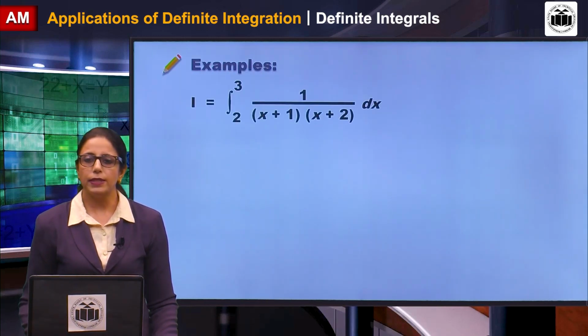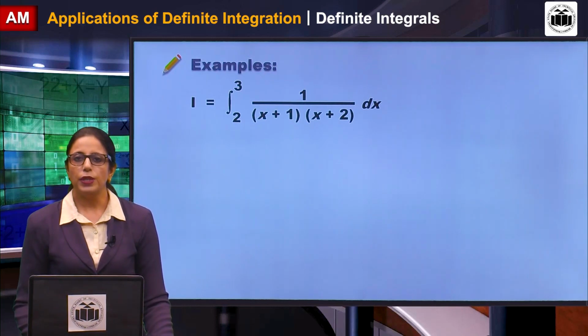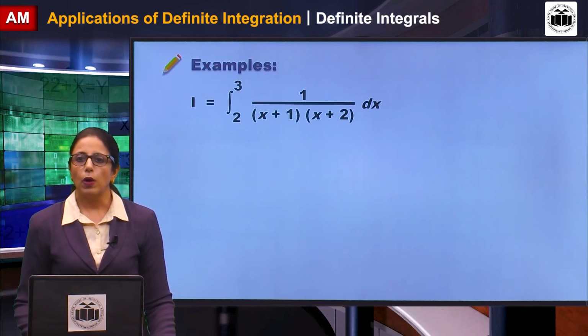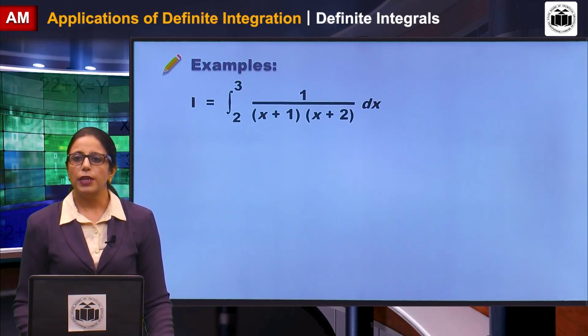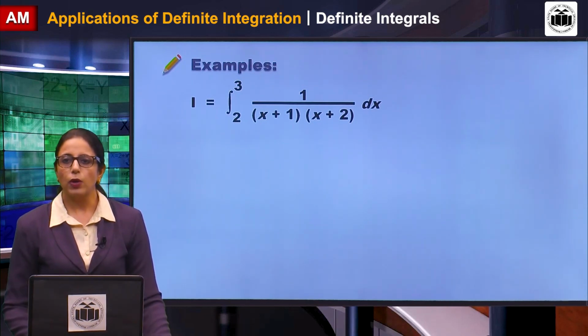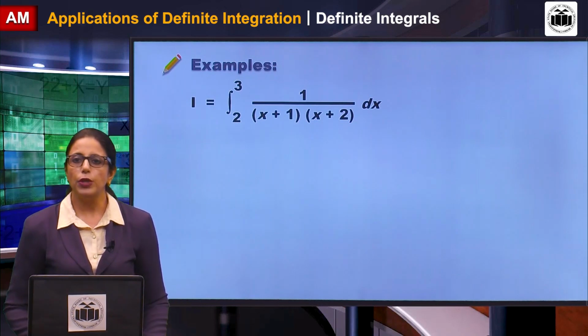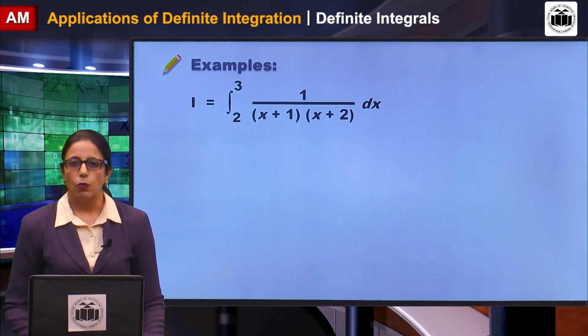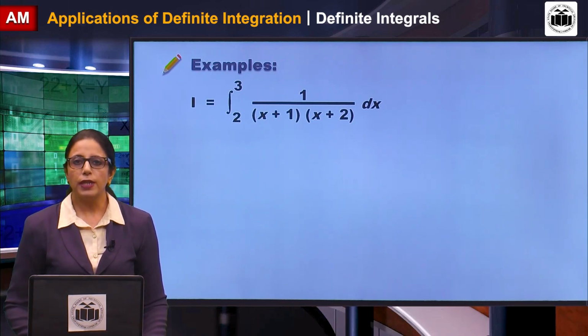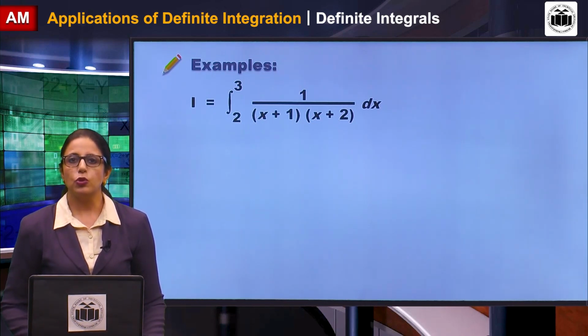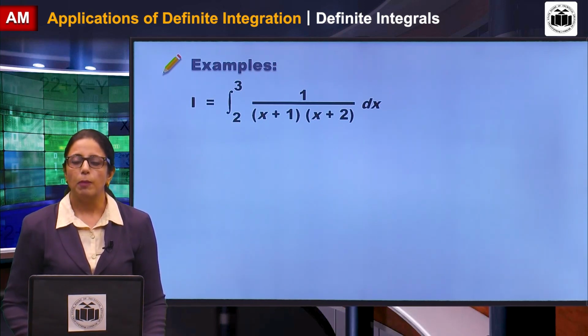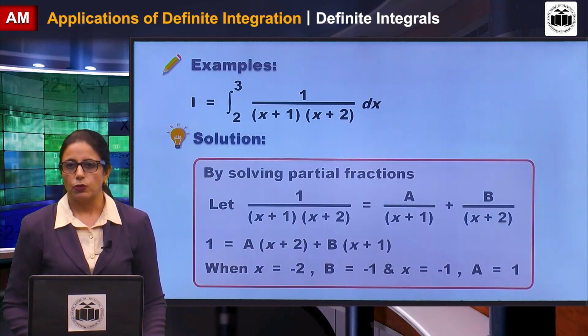Alright, let us see this example where I is equal to integration from 2 to 3 of 1 upon x plus 1 into x plus 2 dx. Can you identify what kind of an integrand we are going to integrate here? 1 upon x plus 1 into x plus 2. If you recollect, we are supposed to solve 1 upon x plus 1 into x plus 2 by the method of partial fractions. So, let us see here.